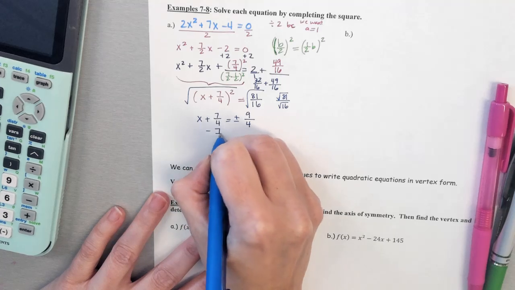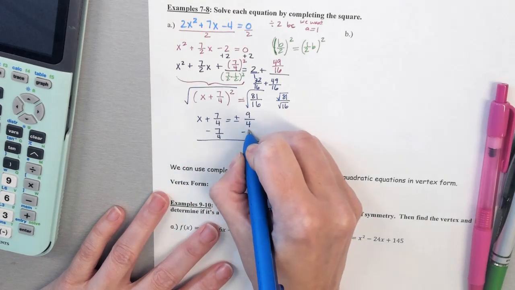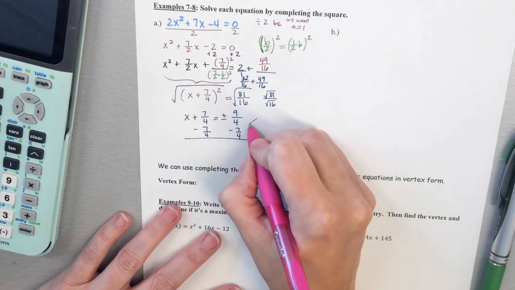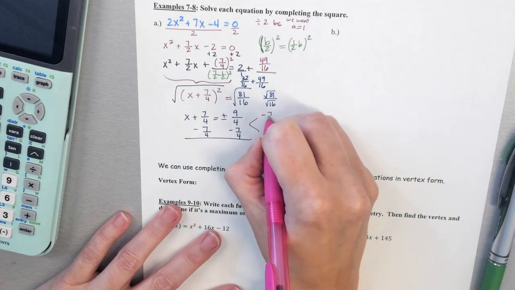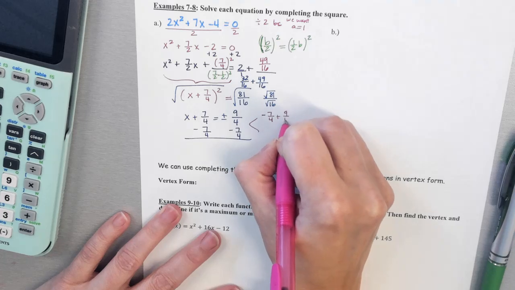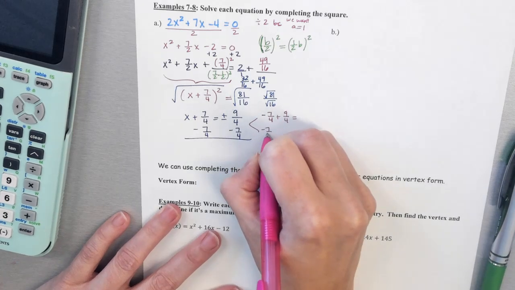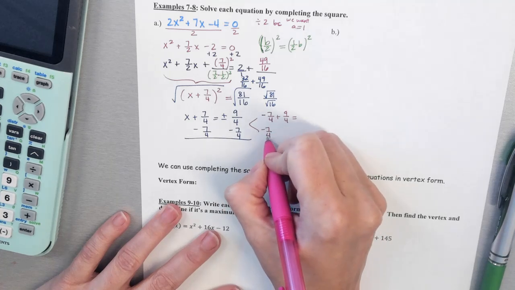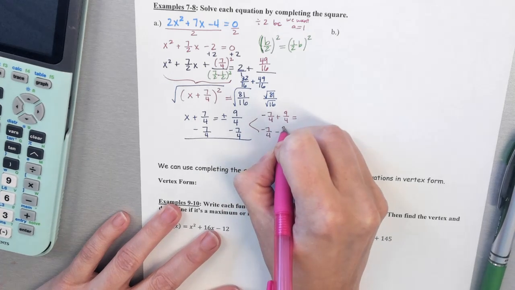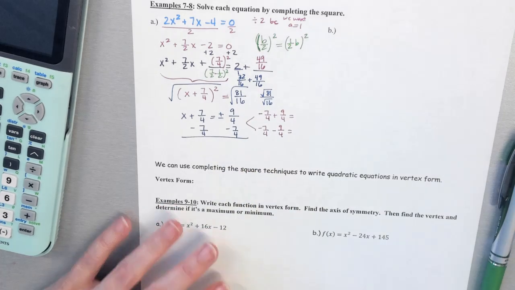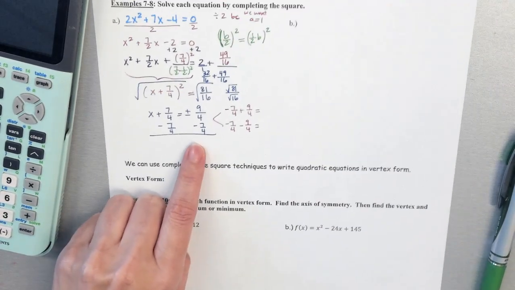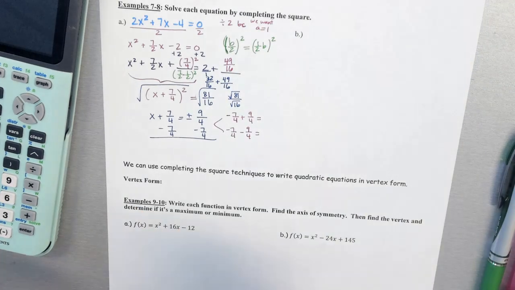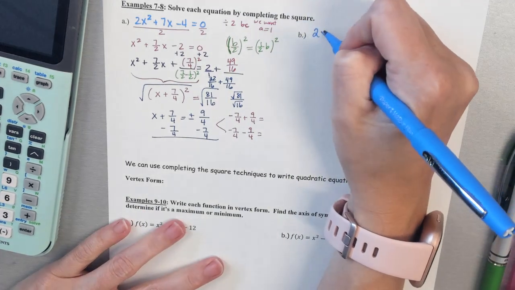And then you'll subtract 7/4 from both sides. Now you can actually combine these, right? So you can do negative 7/4 plus 9/4. And you can do negative 7/4 minus 9/4. Okay, so I want you to find those two answers and then write your final answers down there. Then you can try B.